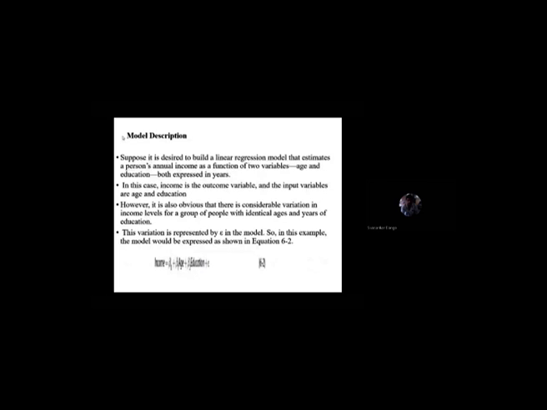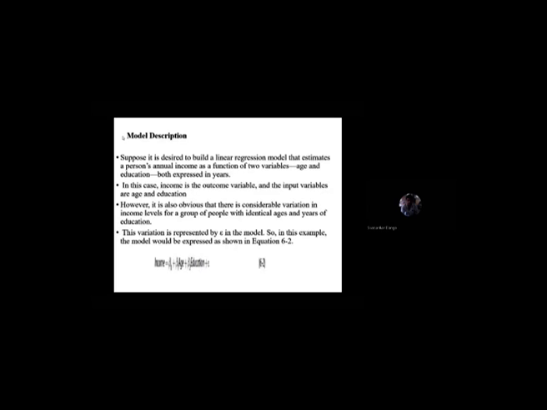So for example, you want to build a linear regression model that estimates a person's annual income as a function of two variables, age and education, both expressed in years. Then we can model it using this equation. So the output variable is going to be income of a person with respect to age and education. Usually the person's income is likely to increase with age as well as with years of education. So how do you represent it by means of an equation?